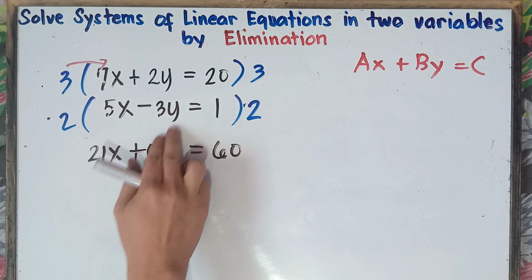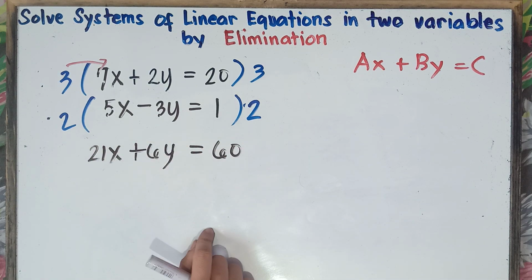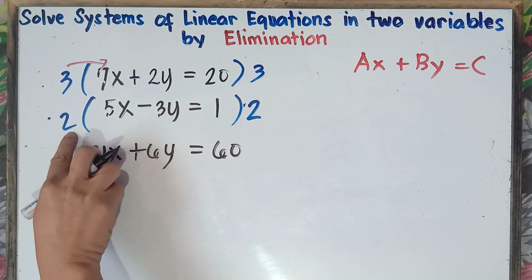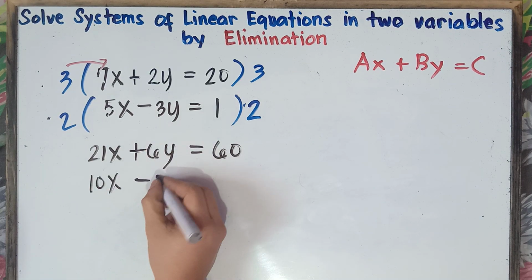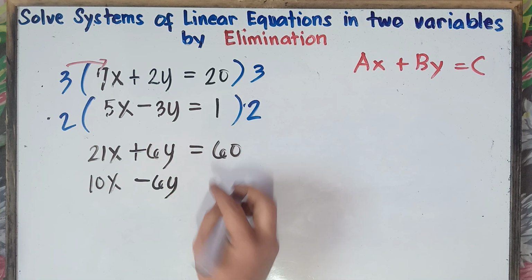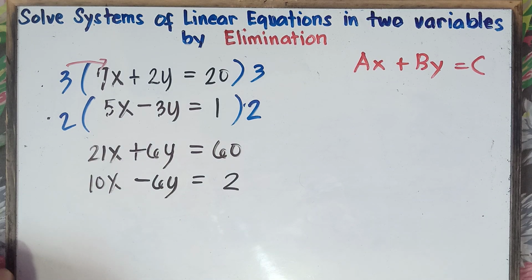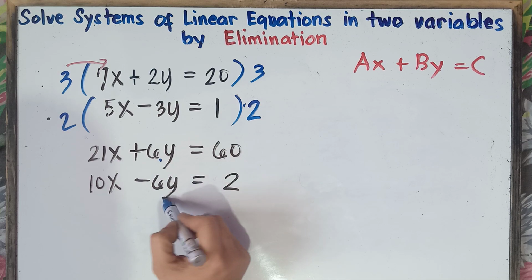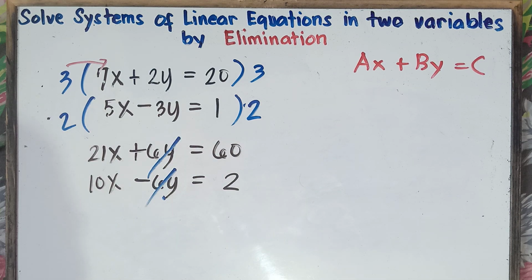Alright, on the bottom part, multiply this one by 2. So 2 times 5x, that would be 10x. 2 times negative 3y, that would be negative 6y. And then 2 times 1, that would be equal to 2. Alright, and then we can cancel this out, right? Positive 6y combined with negative 6y would be equal to 0.